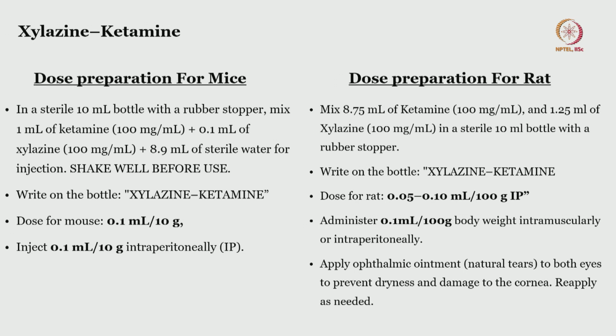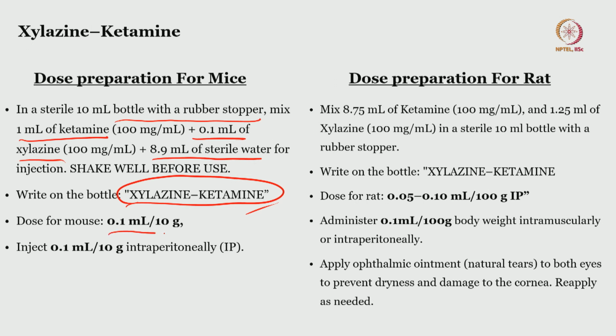This is how it is prepared in a sterile 10 ml bottle with a rubber stopper. You need to mix 1 ml of ketamine with 0.1 ml of xylazine, and then mix it with 8.9 ml of sterile water, and you need to label it. This is very, very important, because if you are also using an isotonic saline injection and you do not label it, you may switch the medicine and give this beyond the recommended dosage and the rat dies instantaneously. So, it is very important to label all the drugs that are used in the anesthetic apparatus, or for that matter in your entire surgical endeavor.